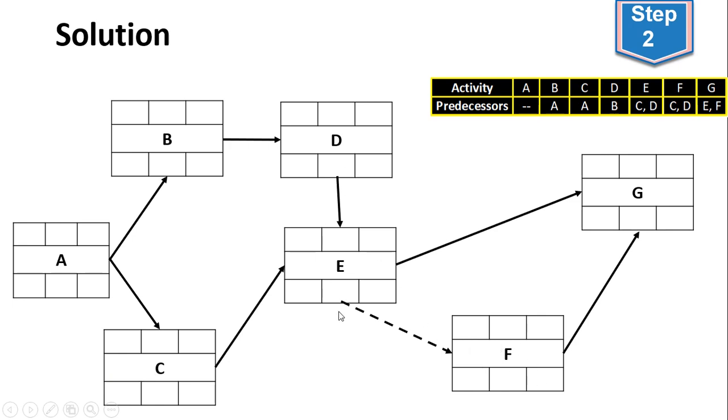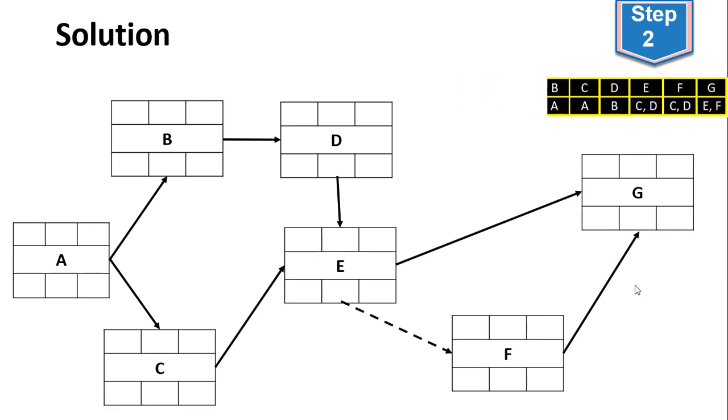Activity F here, we connect to E with a dummy activity, because activity F is not connected to activity E, except that it is connected to activities D and C. So once D and C complete, then we perform activity F. The information coming to activity F comes directly from activities D and C, not from E. And the predecessors for activity G are activities E and F. So this is the network diagram.